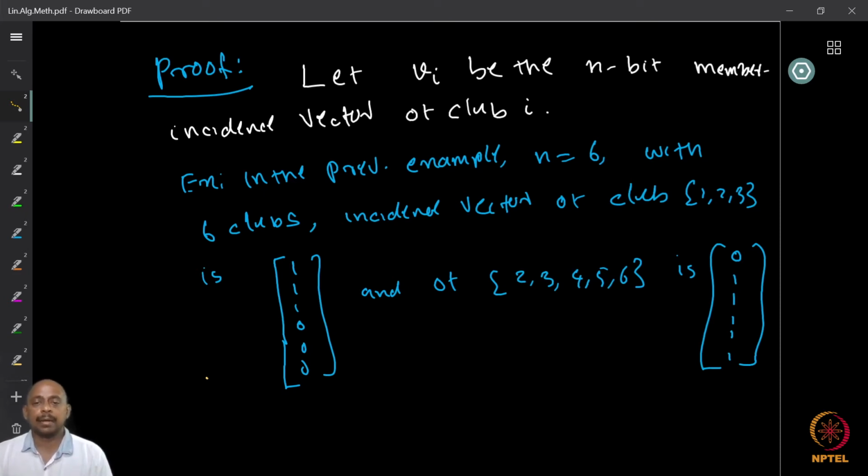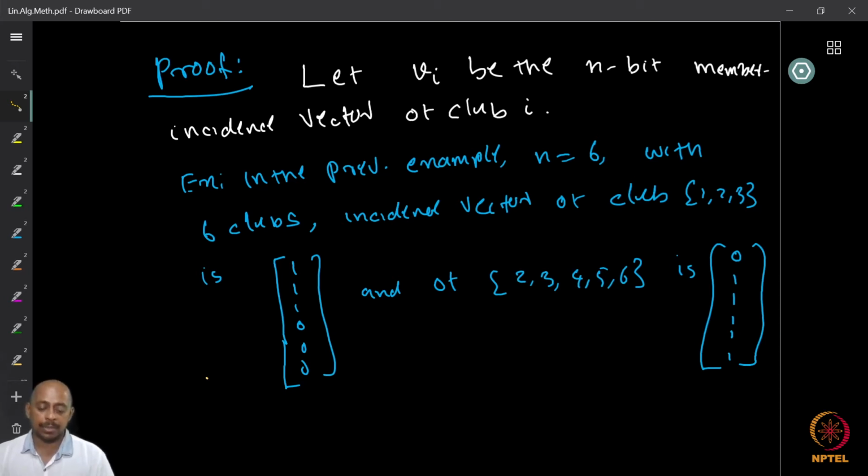Now, for every club, I define the incidence vector. I will number the persons 1 to n, right? There are n people. So if there are 32 people, 1 to 32; 6 people, 1 to 6. Then we say that if person i is in club j, then the ith entry of the vector for club j is 1, and if he is not a member, then the entry is 0. It is just the incidence vector of the clubs.